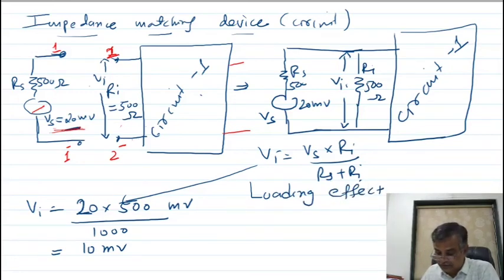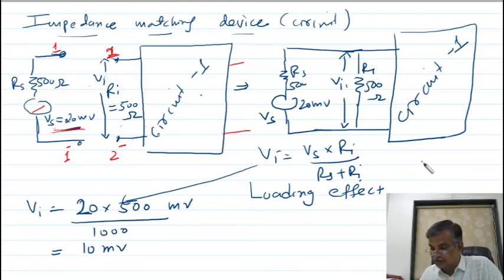How much do you want to give here? 20, and you adjusted 20 before connecting. Now as you make the connection, this 20 does not appear here. Instead of 20, 10 appears, because this resistance is very low compared to this one. Due to this, the circuit loads the input signal, so your voltage is reduced here. This is called the loading effect.